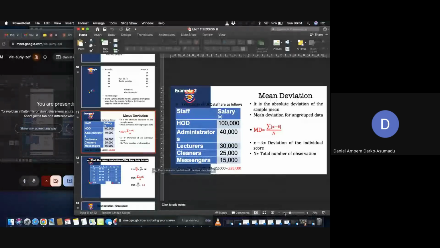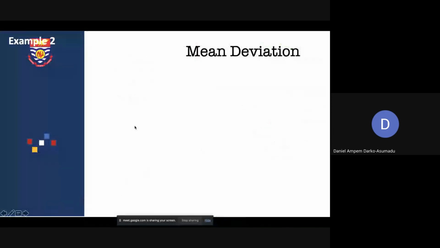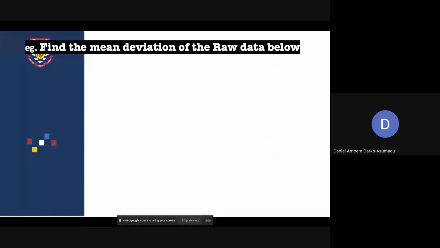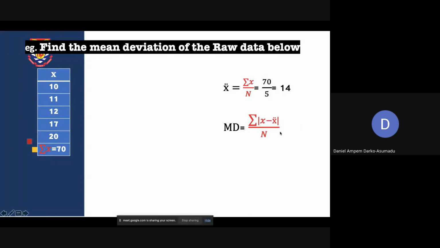Now let's look at examples and see how best we can learn this. I can ask you to find the mean deviation of the raw data below, and I give you these x values. If this is the formula, the summation of the absolute value of x minus the mean over n, let the formula guide you. In the formula, you need the mean. When you find the mean, you subtract it from the x scores, then you introduce the bars, then you sum and divide by the number of observations, which is n.